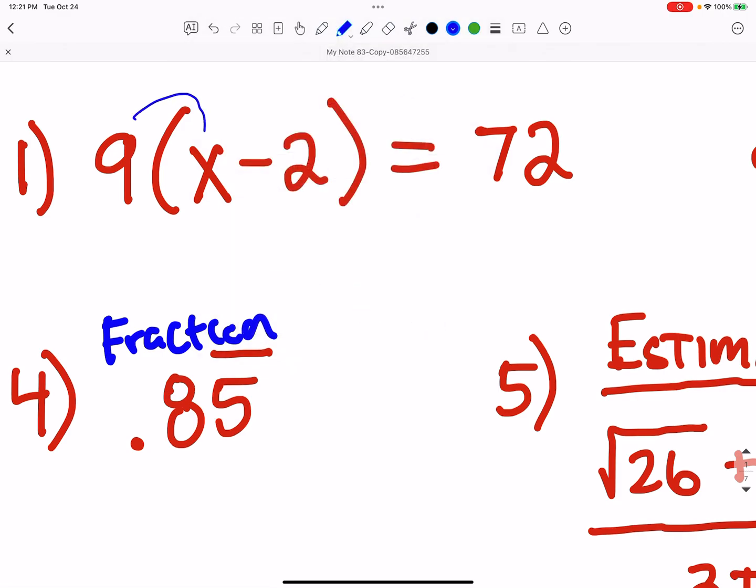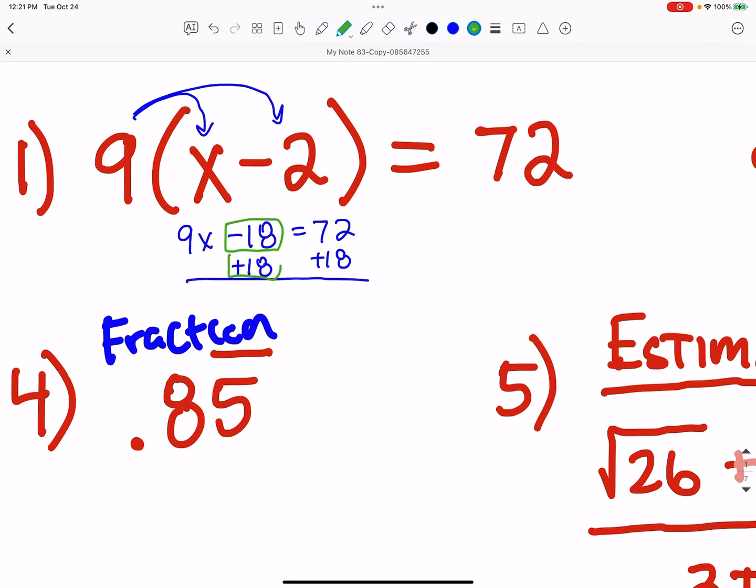Okay, so we do 9 times x is 9x. 9 times negative 2 is minus 18 equals 72. We add the 18, because if I was making teams, this would be a number team and a letter team, so that's the only one that stays. So we get 9x equals 90. Top versus bottom, the 9. And x equals 90 divided by 9, which is 10.